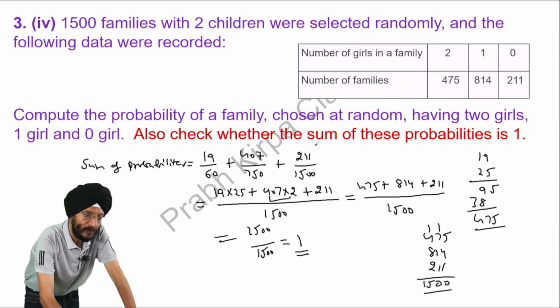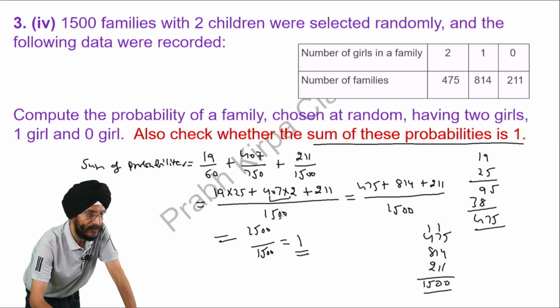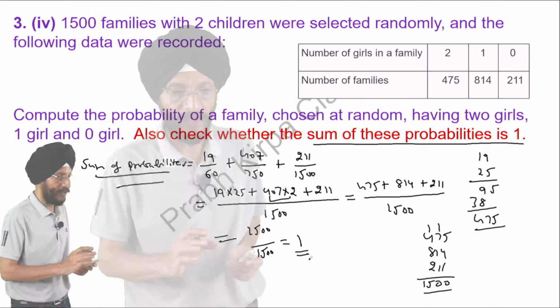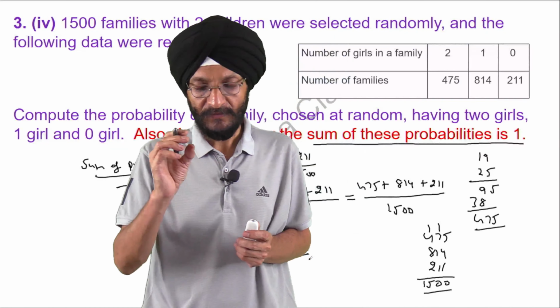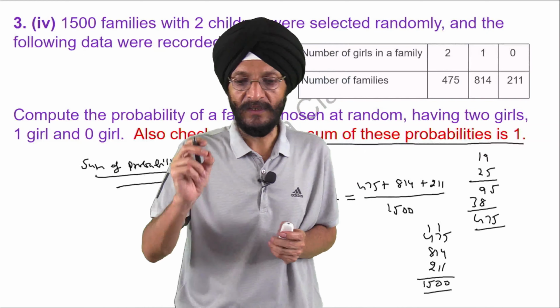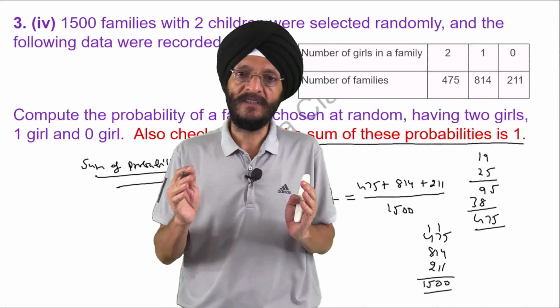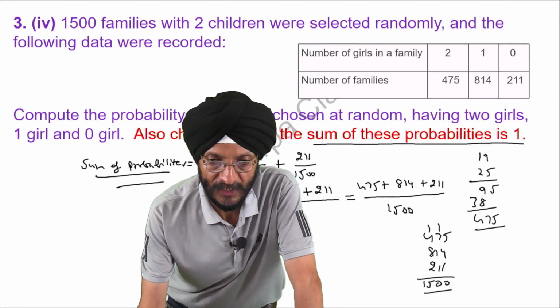So the sum of probabilities is 1. We were to find out whether the sum of probabilities is 1. Yes, the answer is the sum of probabilities is 1. So we have been able to find out the probability of a family having 2 girls, 1 girl, no girl, and also whether the sum of probabilities is 1. Yes, the sum of the probabilities has been found as 1.